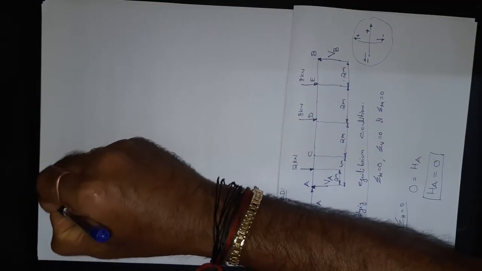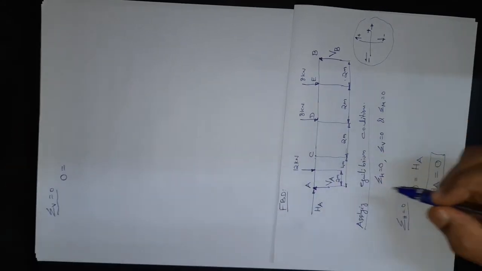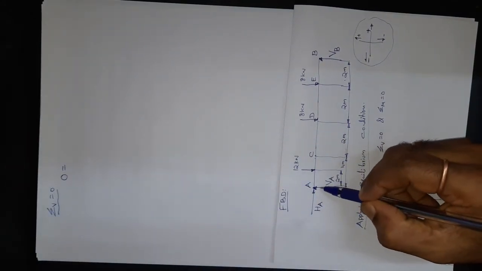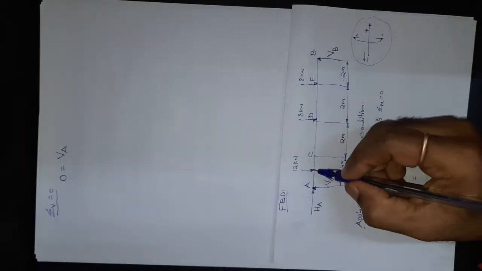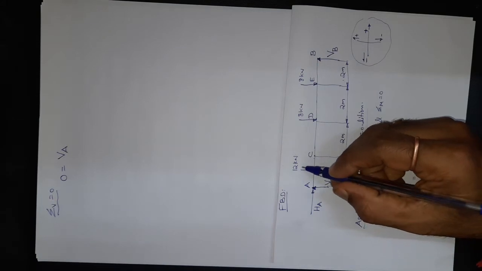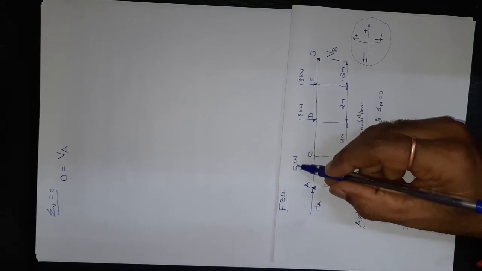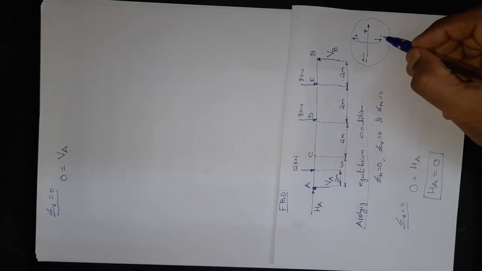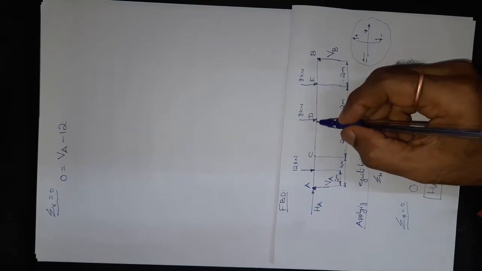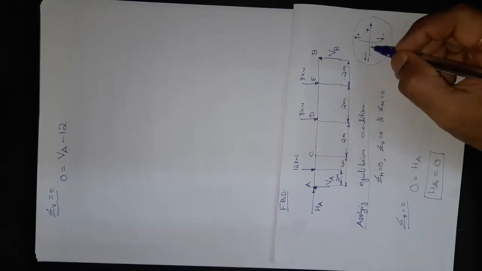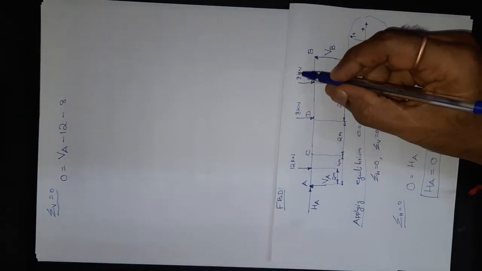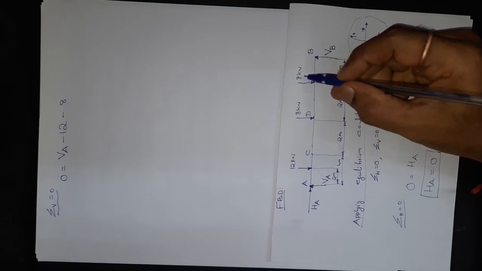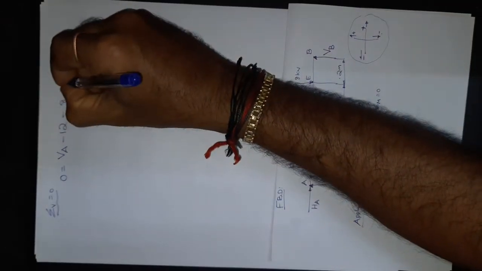Summation V equal to 0. So 0 equal to, at point A, the vertical force is acting vertically upwards, which will carry positive sign. So VA. And at point C, 12 kilonewton is acting vertically downwards, which will carry negative sign. So minus 12. Let me move to the next point where 8 kilonewton is acting vertically downwards, which will carry negative sign of minus 8. And at E, again, a force of 8 kilonewton is acting vertically downwards, which will carry negative sign, minus 8.